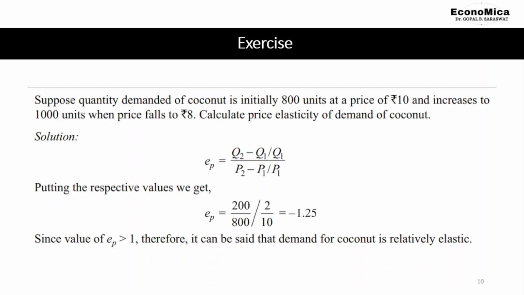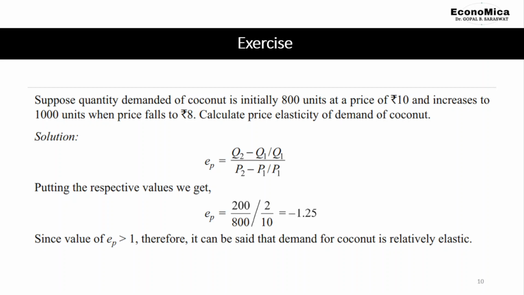So here we have the formula: Q2 minus Q1 over Q1, divided by P2 minus P1 over P1. The change in quantity from 800 to 1000 is a positive 200 change. Then we have Q1, the initial quantity demanded, that is 800, divided by P2 minus P1. P2 is the current price, 8 rupees, and the previous one is 10 rupees, so negative 2 rupees here, and finally the previous price, that is 10 rupees. Once we calculate, we get an elasticity of negative 1.25.